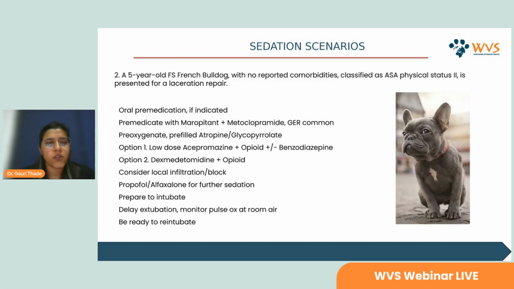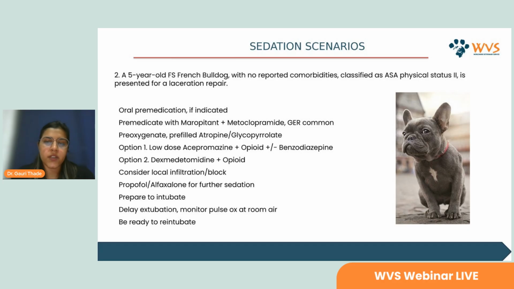Our second scenario is a 5-year-old female spayed French bulldog with no reported comorbidities, which is presented for a laceration repair. So, for a laceration repair, we would need a moderate to deeper sedation. This dog will be classified as an ASA physical status 2, even if it is healthy, because of all the anatomical defects that brachycephalic breeds have. Oral pre-medication, if indicated, should be used.